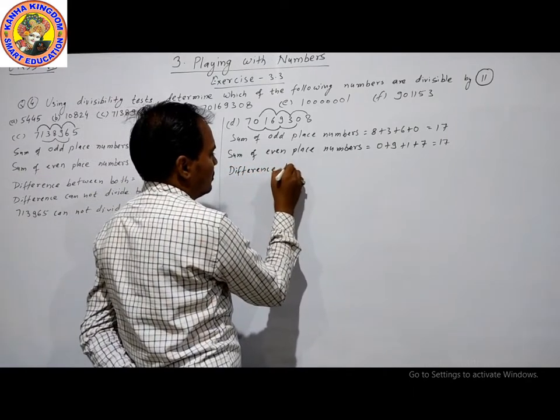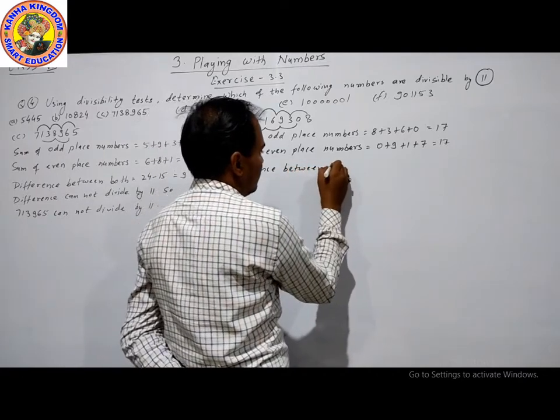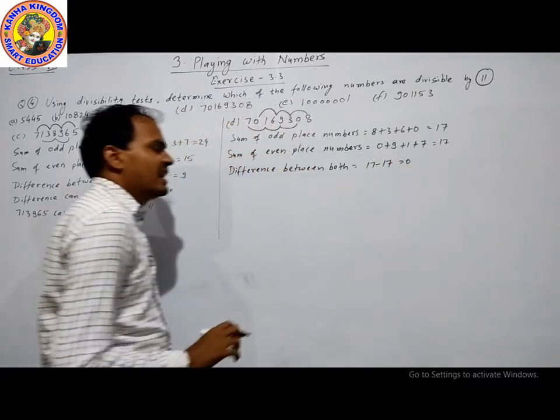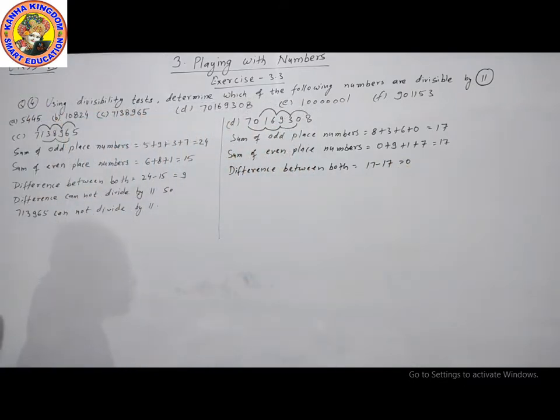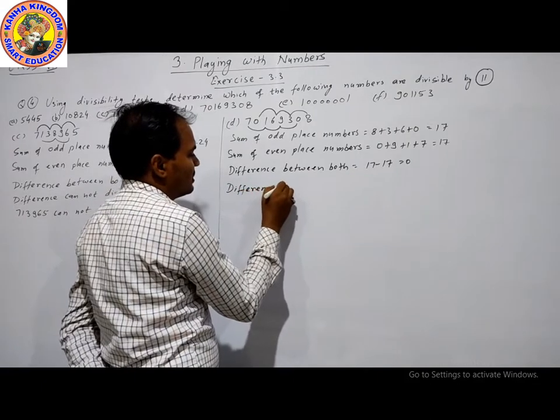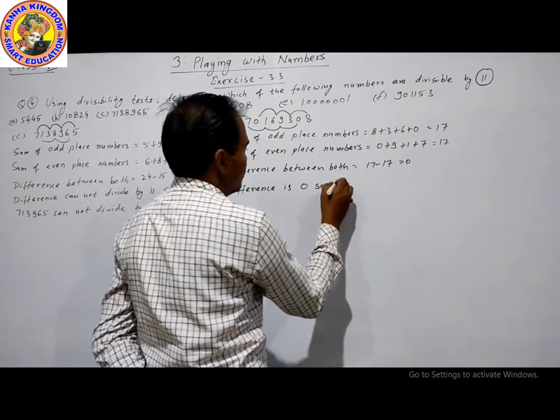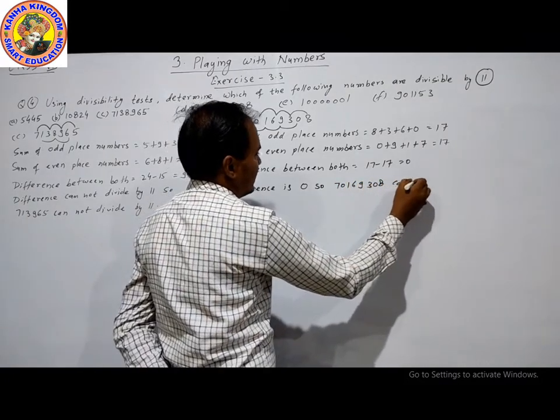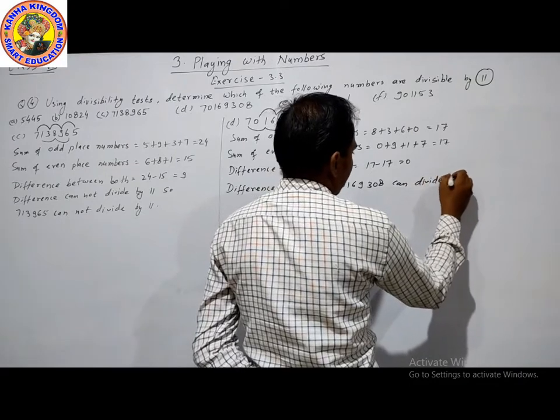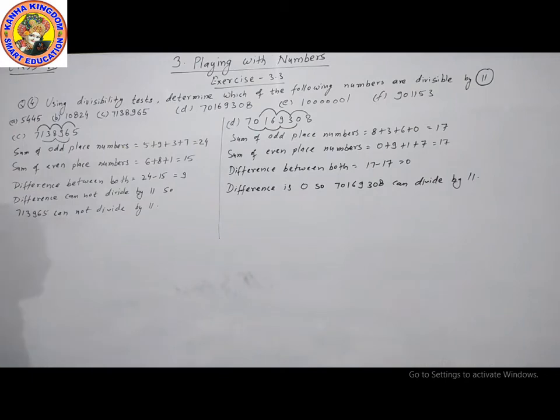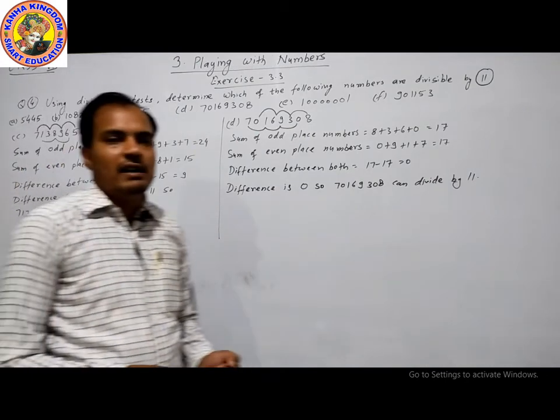Difference between both: 17 minus 17 is 0. If the difference is 0 or the difference can be divided by 11, then the number is also divisible by 11. The difference is 0, so 70169308 can be divided by 11. You can take a screenshot of this. We will move to our next part.